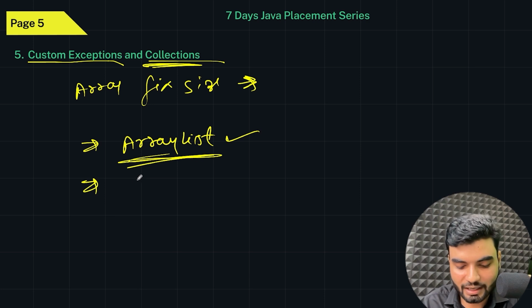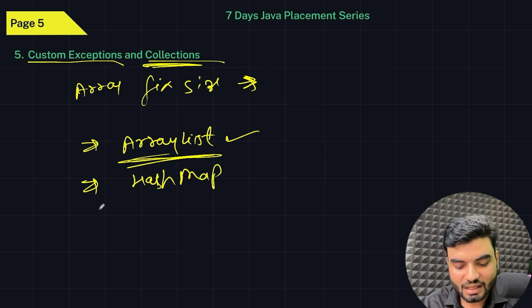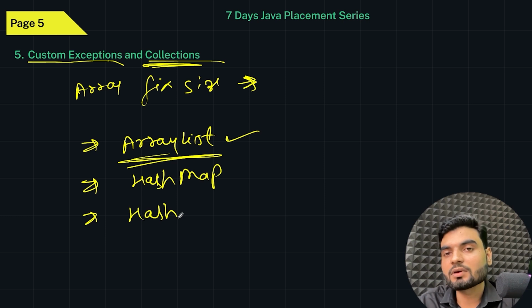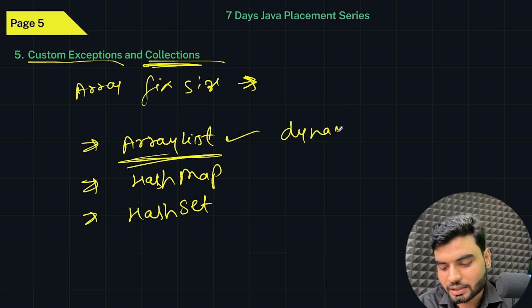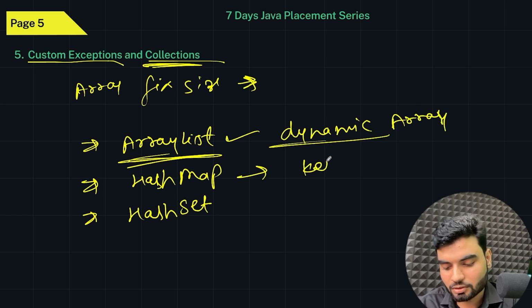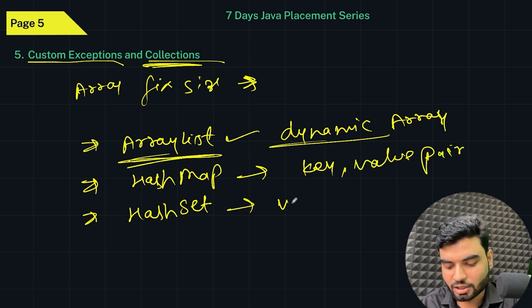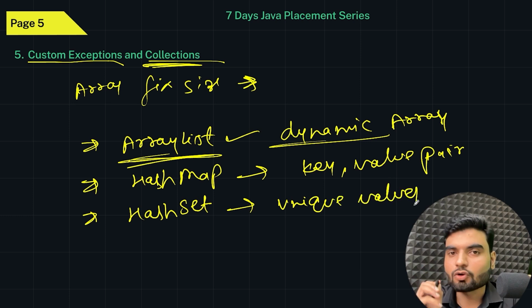Another thing in the collection framework is the HashMap, which stores values in terms of key value pairs. Another thing we can have is a HashSet, which stores values in terms of hash codes, is very fast for searching, and also stores only unique values. I'm just giving a brief about it. Dynamic array means the size is not fixed; you can put any number of values. HashMap gives you key value pairs, and HashSet gives you unique values. You're getting my point? I hope you are.